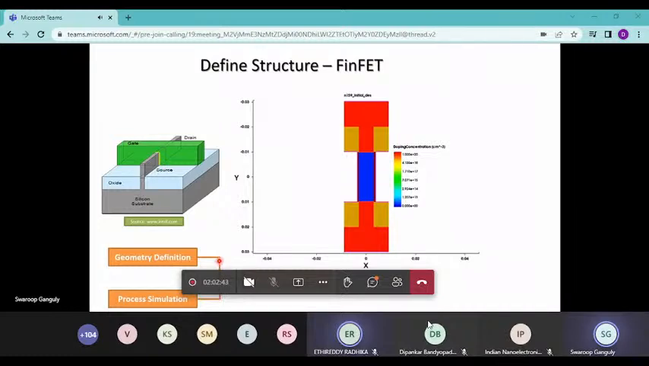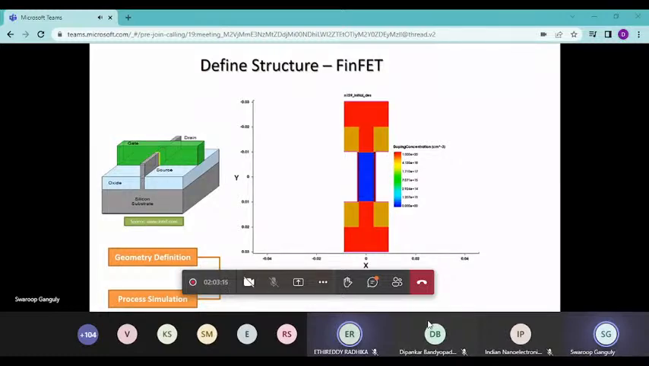There are two ways in which the device structure can come about. One is in which you define the geometry. I say that there is a rectangle here and another rectangle here, and this rectangle is silicon, this rectangle may be something else, etc. The other way to obtain this device structure is by doing a process simulation, in other words, by simulating the fabrication process itself to obtain the device structure.